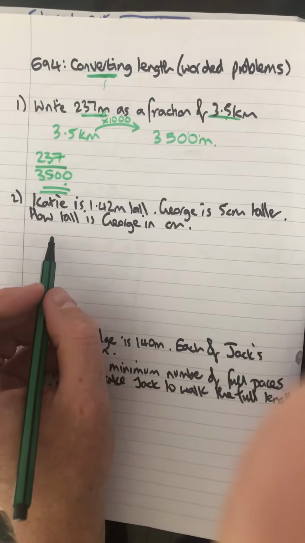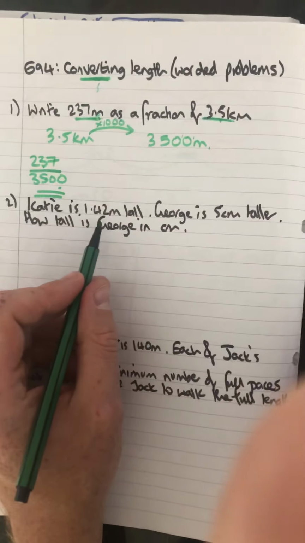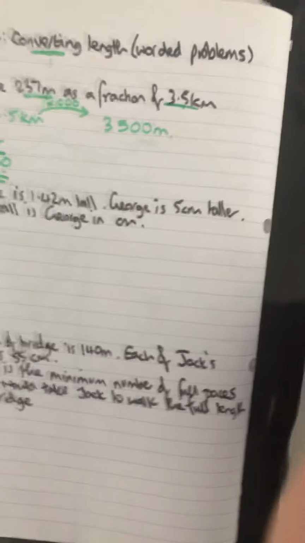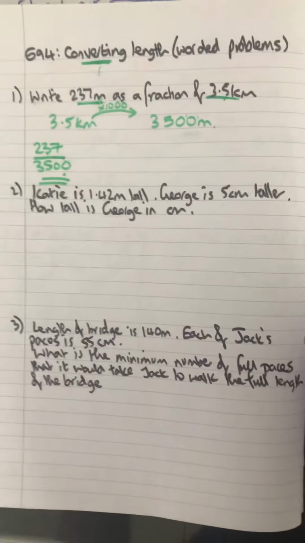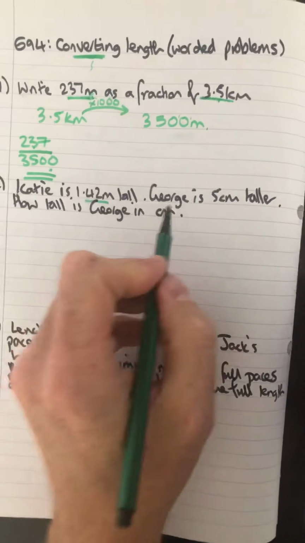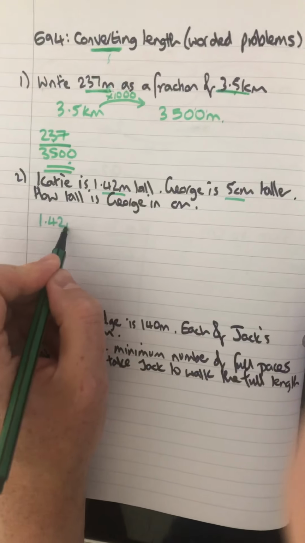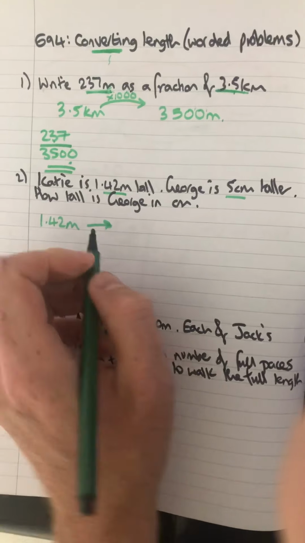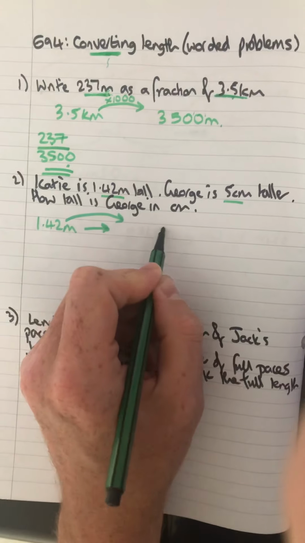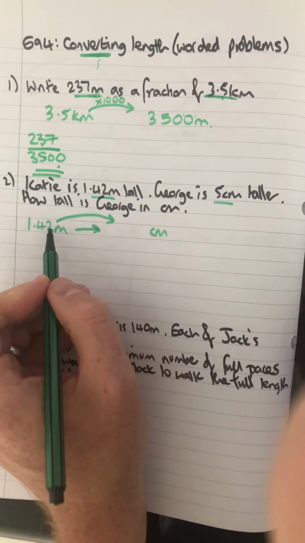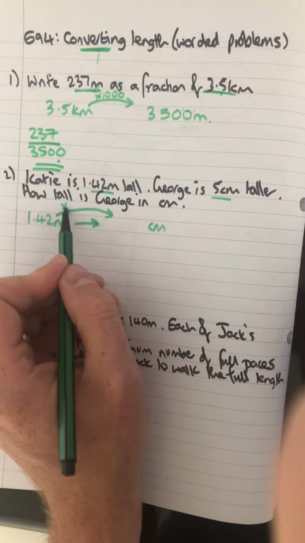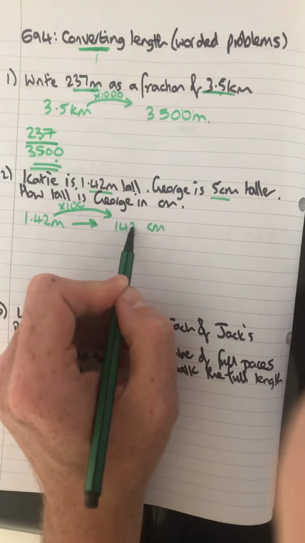Okay, second one. Katie is 1.42 metres tall and George is 5 centimetres taller. So problem is, these two are in different units. So I need to change 1.42 metres into centimetres. How do I do it? Centimetres to do with 100, so I'll times by 100 and I get 142.